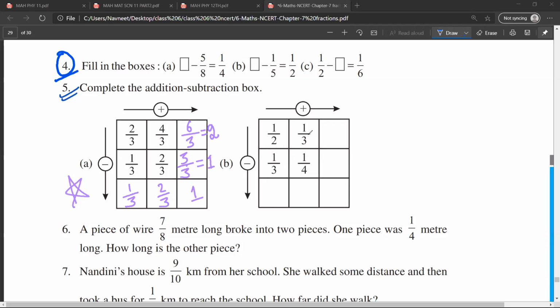Similarly, this part. Can you try to do this part? Just try to solve this. This would be equal to 1 by 2 plus 1 by 3. This would be equal to 1 by 3 plus 1 by 4. This would be equal to 1 by 2 minus 1 by 3. This would be 1 by 3 minus 1 by 4. Can you solve and tell me the answers?